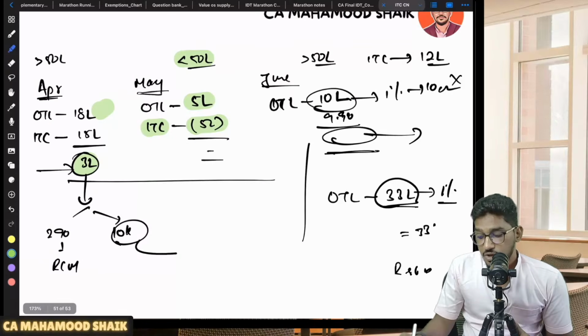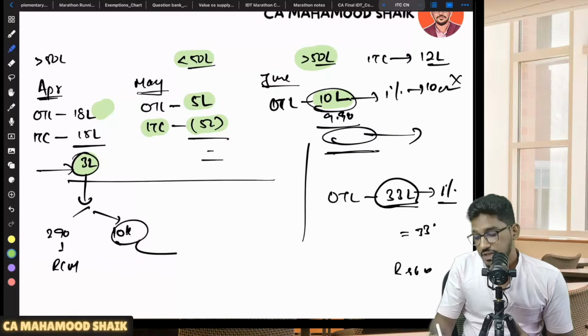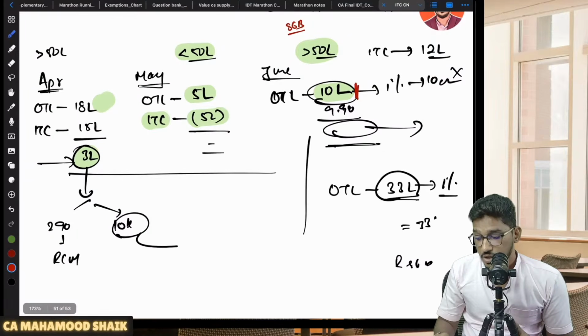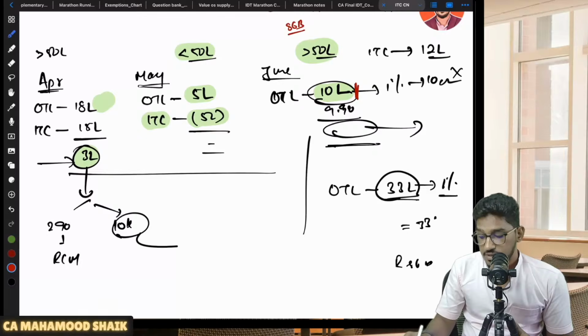Next, June month came. In June, your output tax liability is 10 lakh rupees and your turnover is also more than 50 lakh rupees. So Rule 86B will become applicable. But there is one exception. What is that exception? Till date, what is your total output tax liability, from the beginning of the financial year? 18 lakh plus 5 lakh plus 10 lakh rupees. So till date, my total output tax liability is 33 lakh rupees.